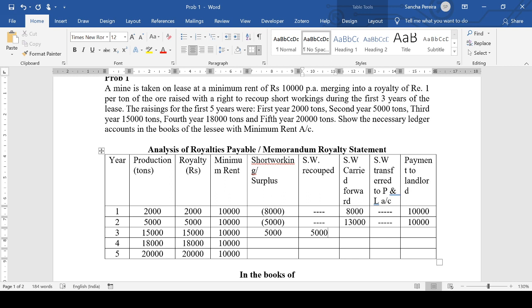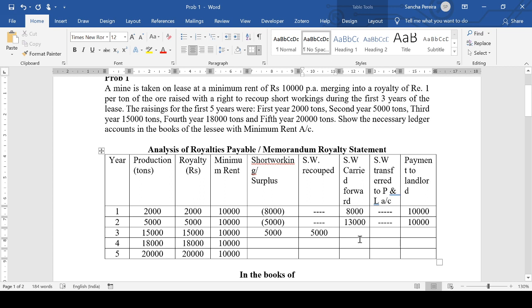Now also remember what is the agreement? They said short workings, if any, recover during the first 3 years. Is this our third year? So if there are any short workings, this is the last year. We can't carry it forward. If we can't recover it now, we transfer it to the P&L.